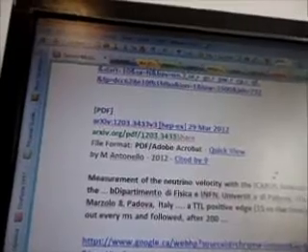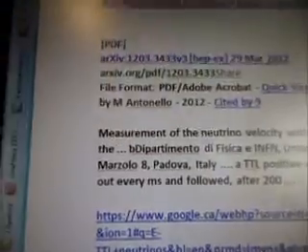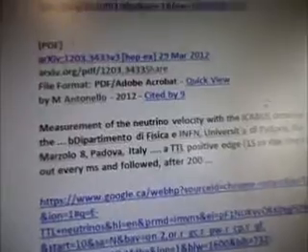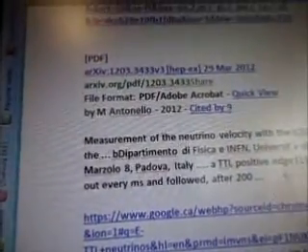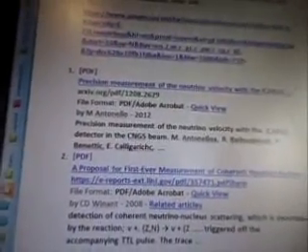So here's the PDF, arxiv.org, that came up from M.N. Tonello, 2012, so it's a new one. Measurement of the neutrino velocity with the ICARUS detector at the Department de Física and Fin University de Pavova. I'm running out of battery power here. So there's precision measurement of the neutrino velocity with the ICARUS, same website. Proposal for first ever measurement of coherent neutrino nucleus, that's from reports.ext. Detection of coherent neutrino nucleus scattering.